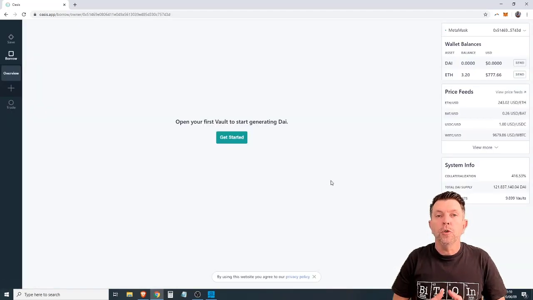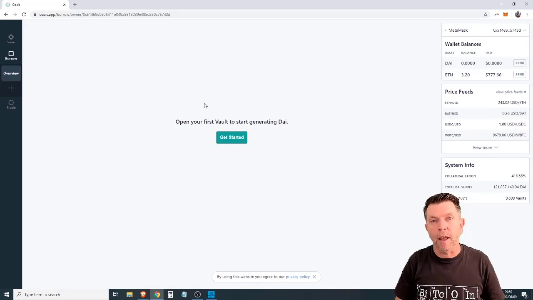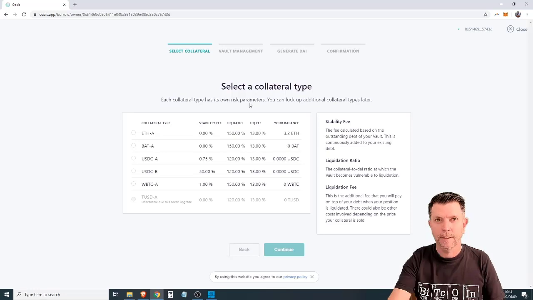So you open your MetaMask and it says get started. Now you're opening a vault. A vault is a very simple concept. It's just a place where your loan will be stored. So we say get started.